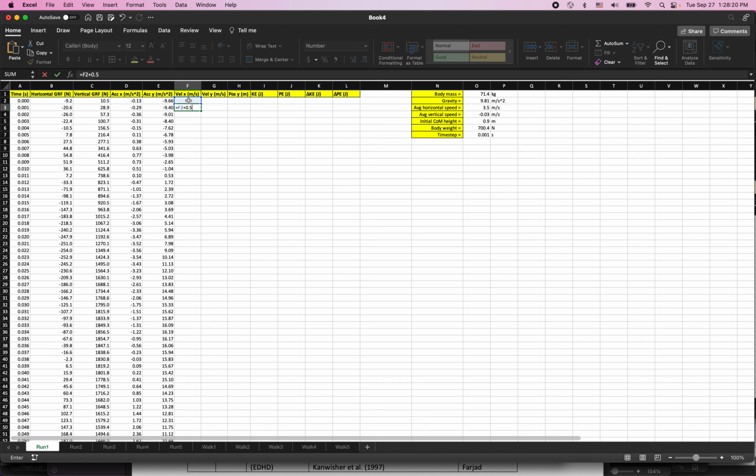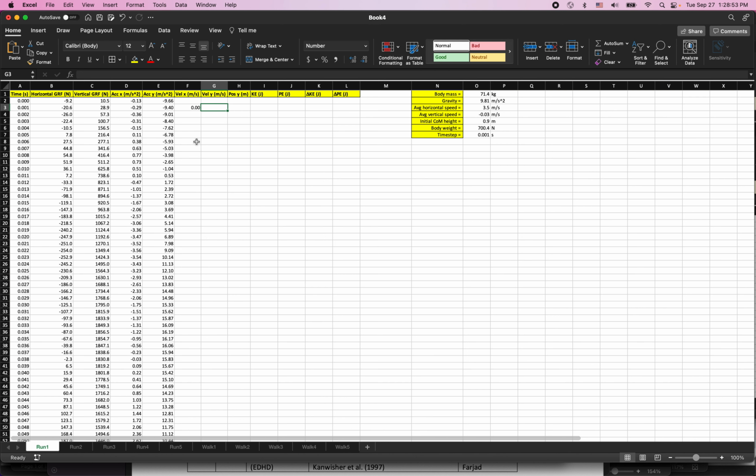Plus 1/2 times the time step, which I want to put dollar signs in front of because I want it to always use that time step, times the sum of the current horizontal acceleration plus the most recent previous horizontal acceleration. Okay. And then enter that in there. And it says that it's 0, but it's actually not 0. We'll work with that in a second.